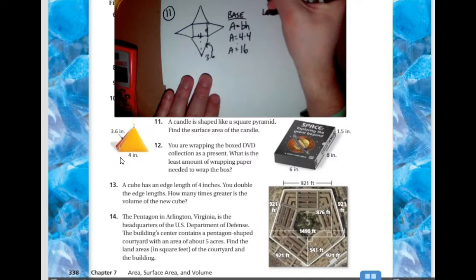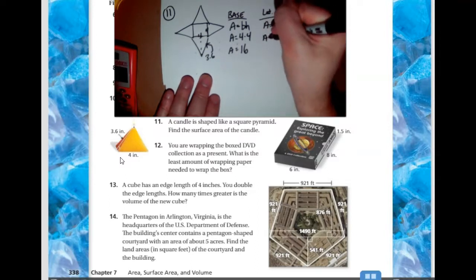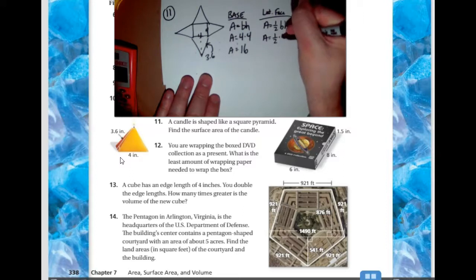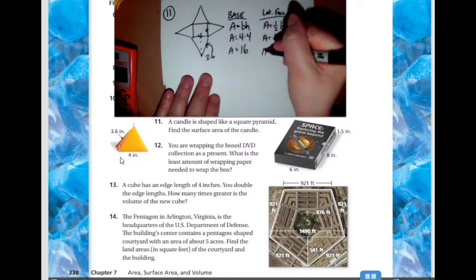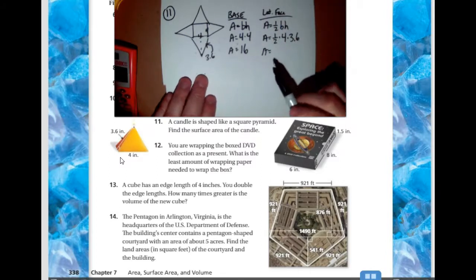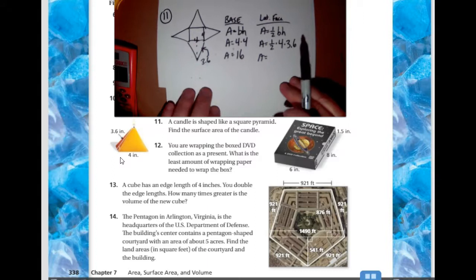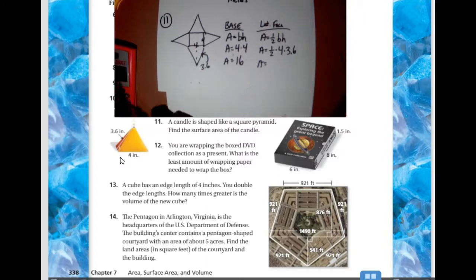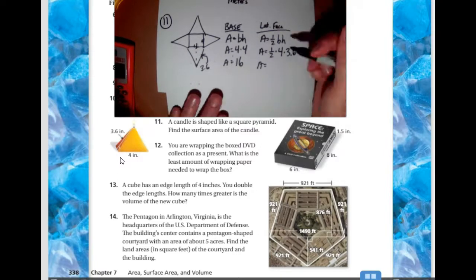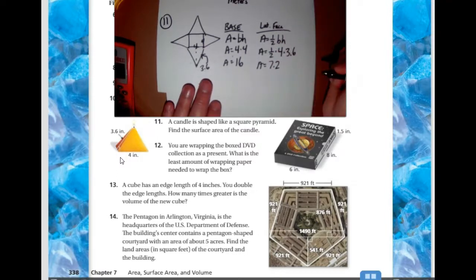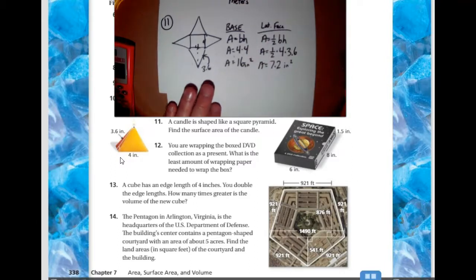And then for my lateral faces, or my triangles, the area equals 1/2 times base times height. That's 1/2 times 4 times 3 6/10. Now again, we might make this really simple. 1/2 of 4 is 2. We could do 2 times 3 6/10, or we could use our calculator. Either way, we get the same answer, so don't feel bad either way you're doing it. But we should get an answer of 7 2/10, and that would be square inches. I guess I should put that on there for the lateral faces.